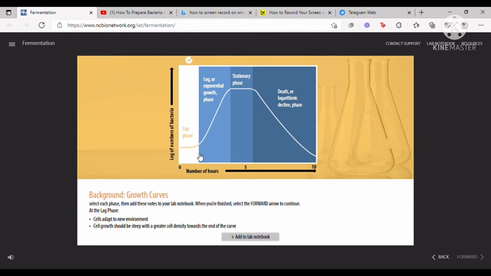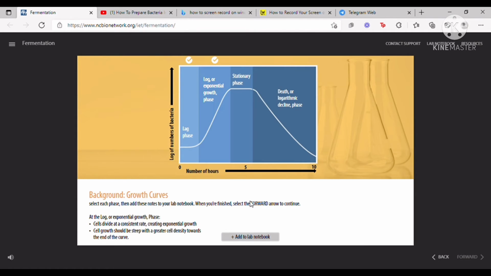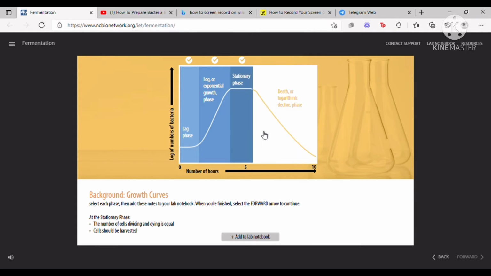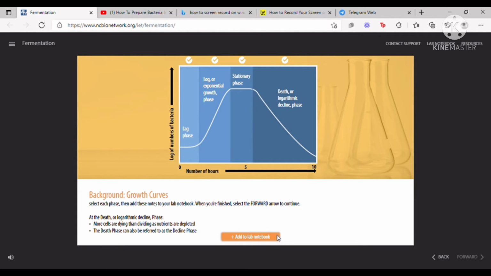When I click on each of it, I get to learn about the lag phase, the cell being able to adapt to a new environment, and then the log phase, and then we have the stationary phase, and lastly the dead phase.